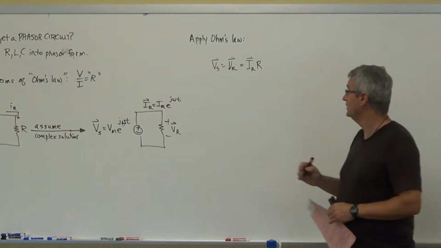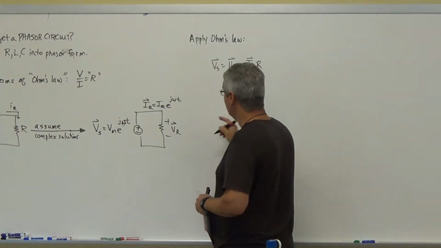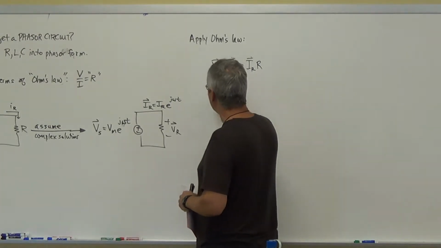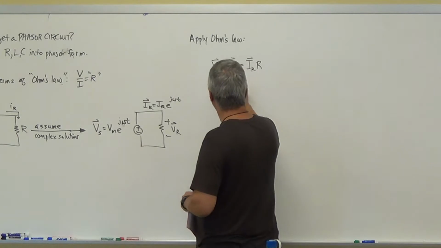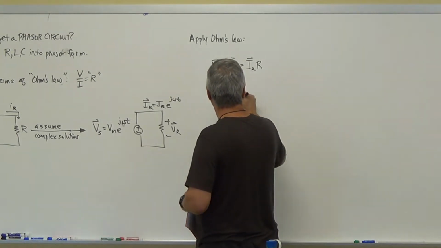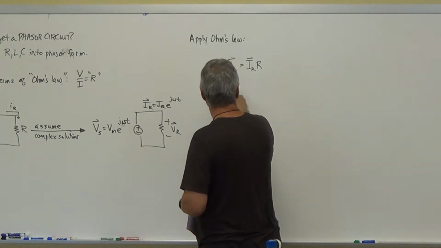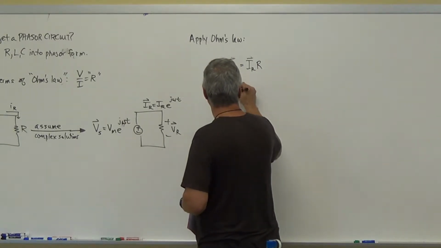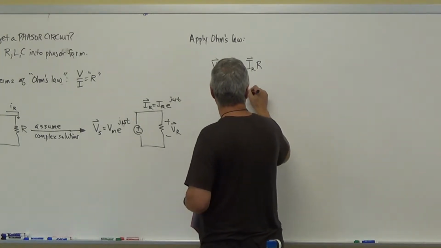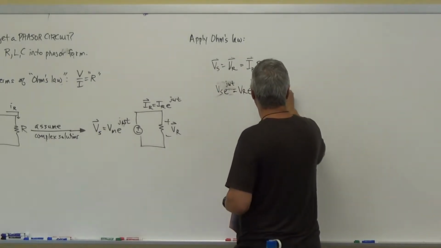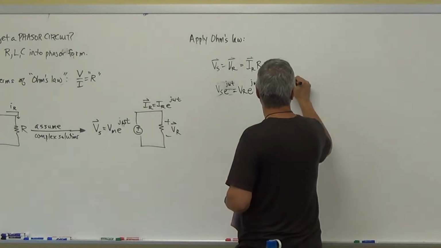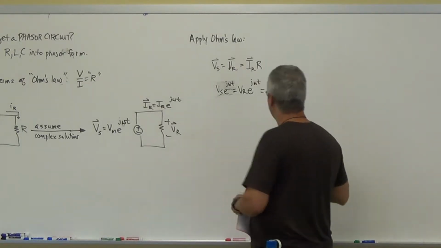If these are the same, then the magnitude of this must be exactly the same as the magnitude of that. I'm just going to call it VR. So V source, Vm e to the j omega t, is the same as VR e to the j omega t. And this has to be IR e to the j omega t times R.